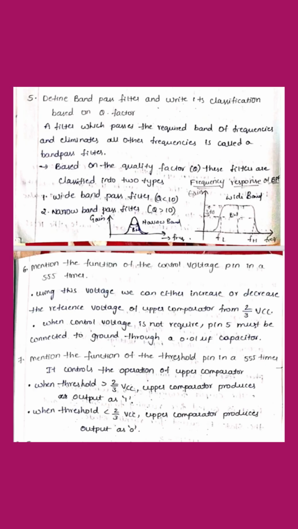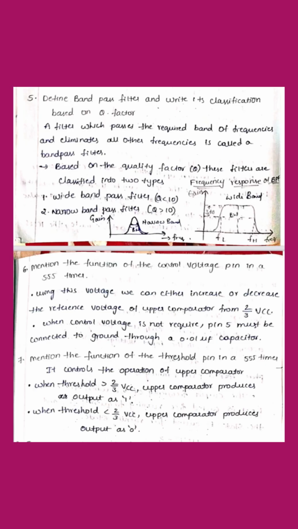Question number 6. Mention the function of the control voltage pin in 555 timer. This control voltage pin is pin number 5, and using this pin we apply control voltage. Using this voltage we can either increase or decrease the reference voltage of the upper comparator from 2/3 VCC. When control voltage is not required, pin 5 should be connected to ground through a 0.01 microfarad capacitor.